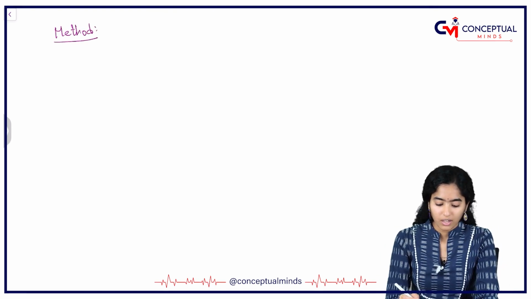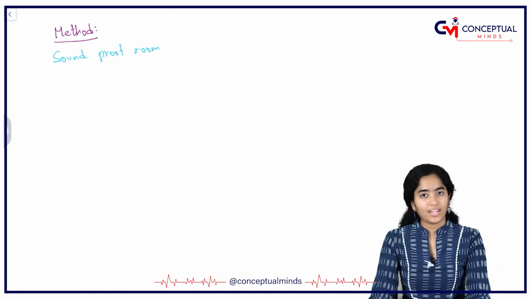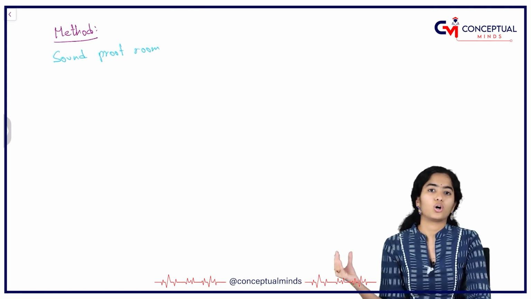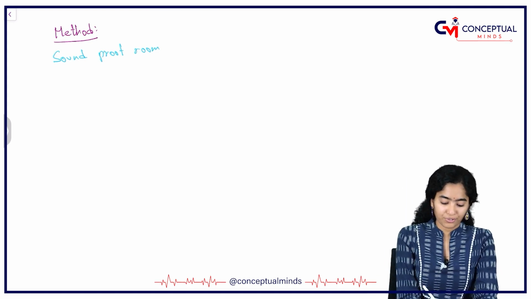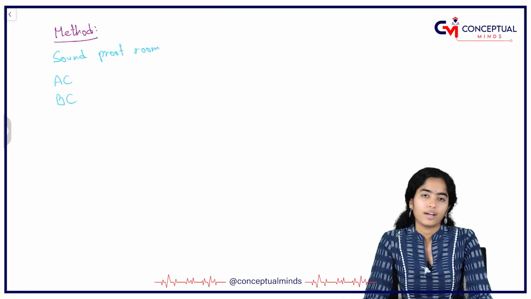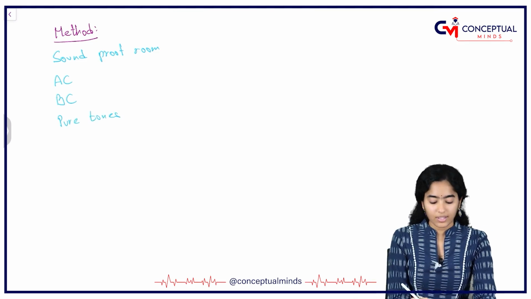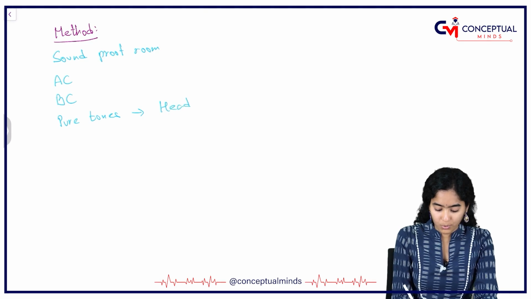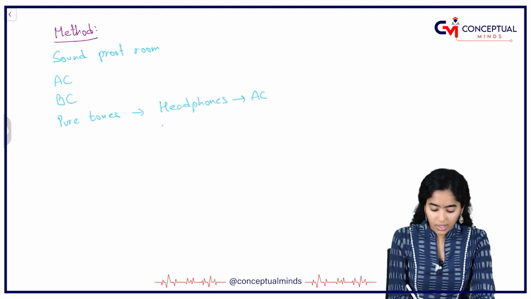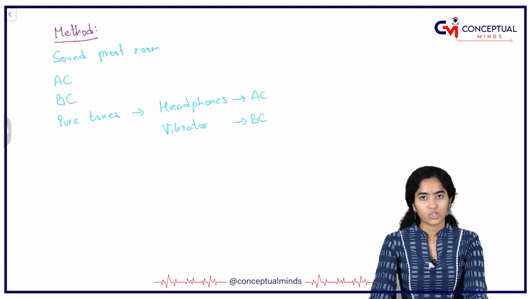So as I said earlier, we would select a soundproof room. And then we connect the patient to the audiometer. First we check for air conduction and then for bone conduction. Both of them are separately recorded. The audiometer produces pure tones. Air conduction is checked via headphones. We connect headphones to the patient. And bone conduction is checked via a vibrator that is placed behind the ear at the mastoid. And that's how we check.